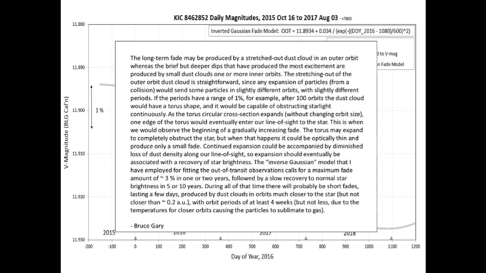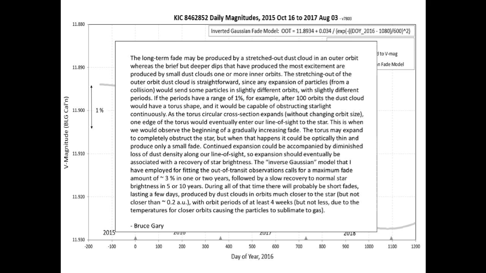If the periods have a range of 1%, for example, after 100 orbits, the dust cloud would have a torus shape and it would be capable of obstructing starlight continuously. As the torus circular cross-section expands without changing orbit size, one edge of the torus would eventually enter our line of sight to the star. This is when we would observe the beginning of a gradual increasing fade.